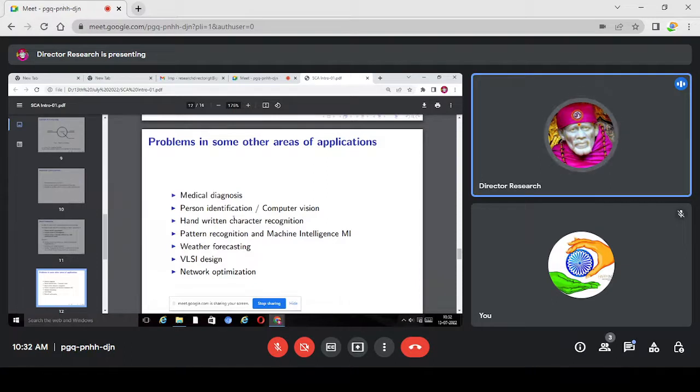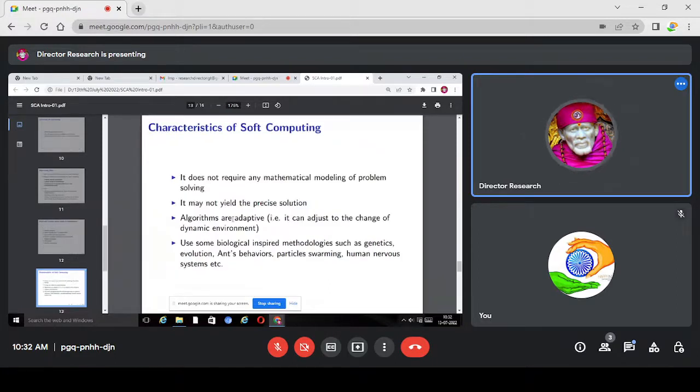Chip designing, VLSI design, means the chip designing field and fabrication purposes. It is very useful in the chip designing field. Network optimization: local area networks, wide area networks. What are the different types of networks? What are the different types of addresses, IP addresses? Everything we should optimize using this network optimization technique. This is very important.